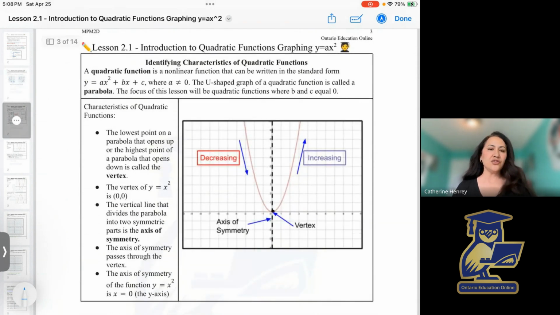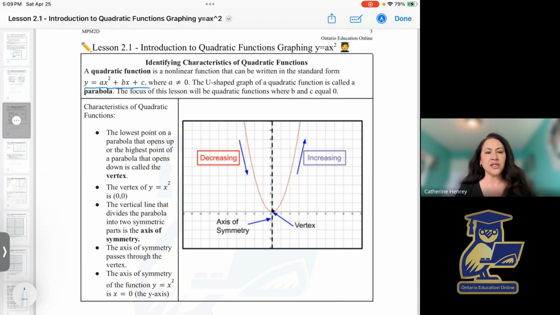So let's start to introduce the quadratics. So a quadratic function is a nonlinear function. It can be written in standard form in the format of y equals ax² plus bx plus c when a doesn't equal 0. This results in a U-shaped graph that's called a parabola, and it's the focus of the lesson, where b and c equal 0.